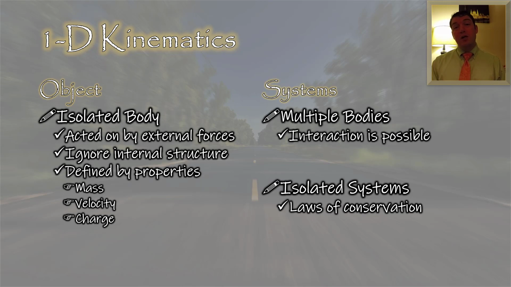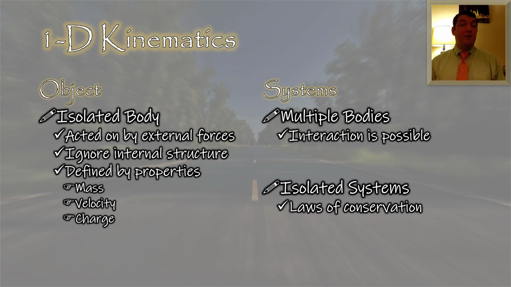They're not being included in our system. They're not being included in what we're looking at. So an isolated body is simply a chunk of material or an object that we're looking at. We ignore any internal structure. So if it's a ball that has inner parts, but we're just describing the ball, we don't pay attention to the inner parts. And it will have specific properties, things like mass or volume or temperature. Velocity would describe how much it's moving.